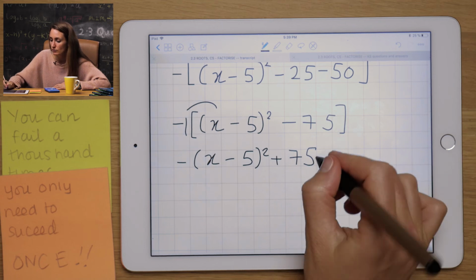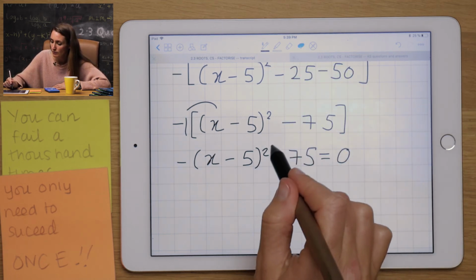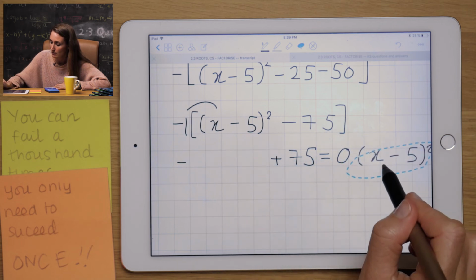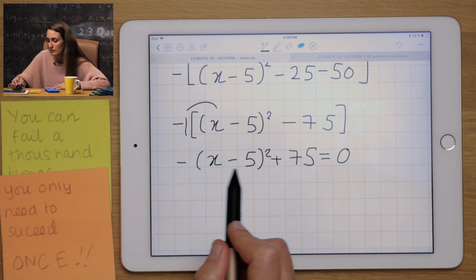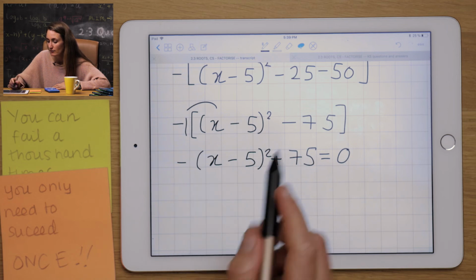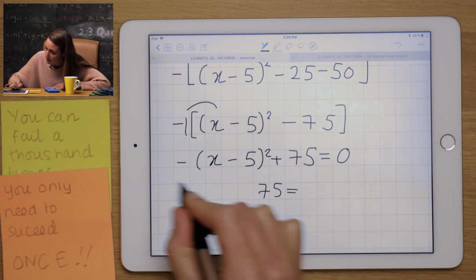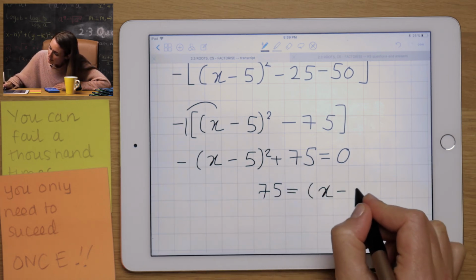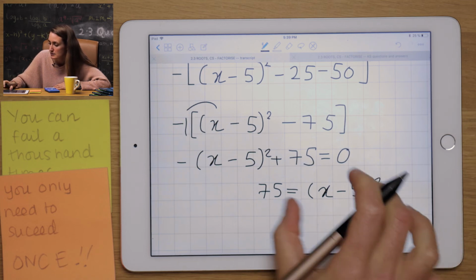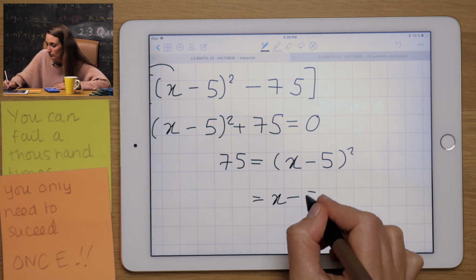To find the root, if they ask you to put this equal to 0, you want to move this one over to the other side. Because now it's minus x minus 5 squared, so it'll be much easier to move that, leave the 75 where it is, and that will become x minus 5 squared. When you take the root, that will cancel out like we talked about.